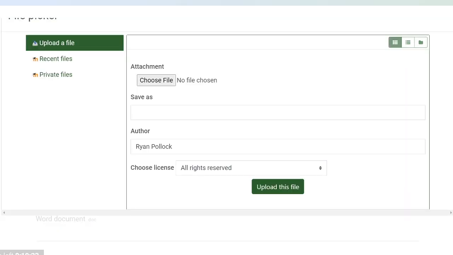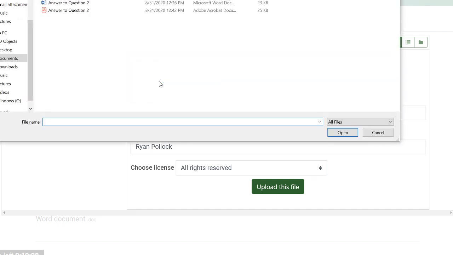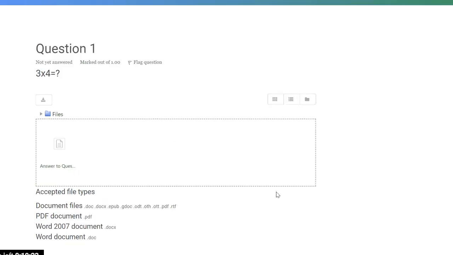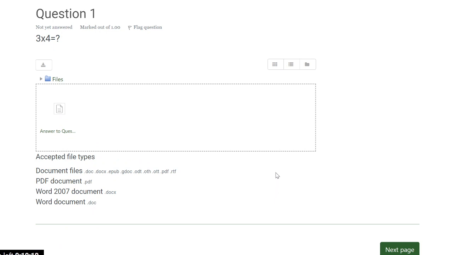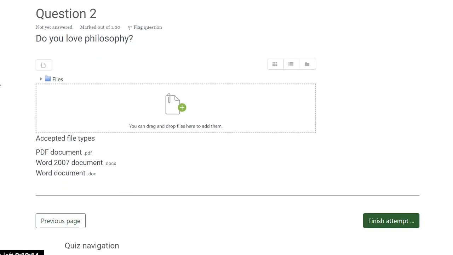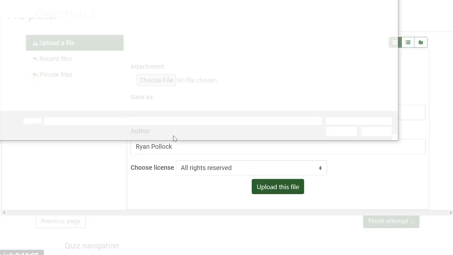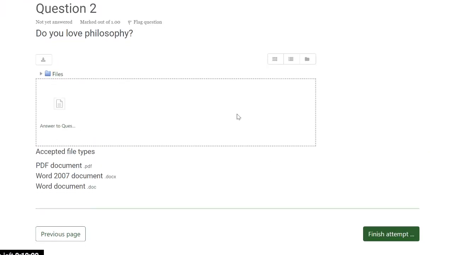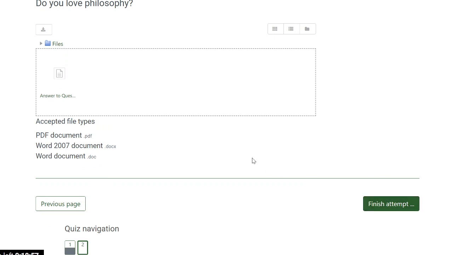So I'll click on this, go to choose file from my computer, which I've already saved, and let's say I'll click answer to question 1 and upload. Okay, so that's my answer to the first question. I've uploaded it, I feel good, so let's move on to the next page. And we get to question 2, do you love philosophy? Obviously also not a question on our study guide, but just like before, I'll choose a file, answer to question 2, upload this file, and now I have a response to question 2. Okay, so I've uploaded an answer to question 1 and question 2.